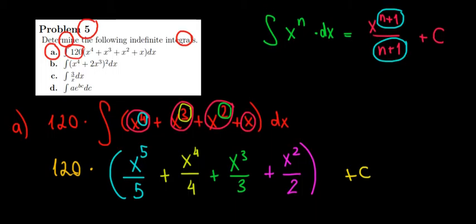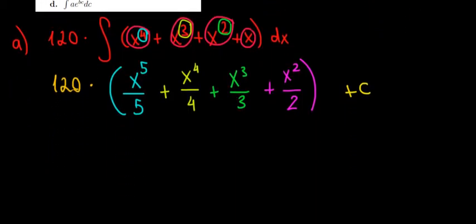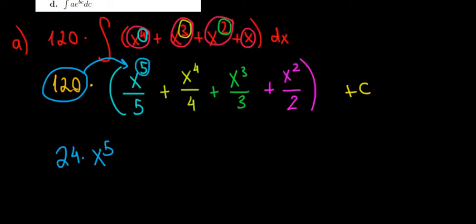Okay, what can we do next? We can expand. We can multiply the coefficient with every term. So 120 times x to the power of 5 divided by 5, that's going to be 120 divided by 5, which is 24. So we have 24 times x to the power of 5. Now we go to the next term, plus 120 times x to the power of 4 divided by 4. What's 120 divided by 4? That's 30 times x to the power of 4.